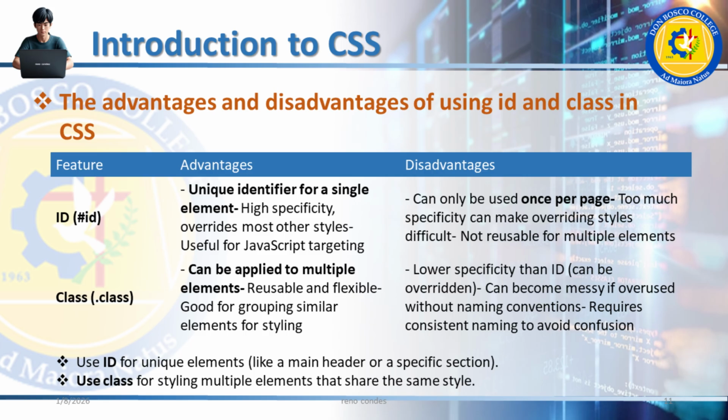An ID provides a unique identifier for a single element, has high specificity that overrides most other styles, and is useful for JavaScript targeting. However, it can only be used once per page. Its high specificity can make overriding styles difficult, and it is not reusable for multiple elements. In contrast, a class can be applied to multiple elements, is reusable and flexible, and is good for grouping similar elements for styling, but it has lower specificity than an ID, can become messy if overused without proper naming conventions, and requires consistent naming to avoid confusion.